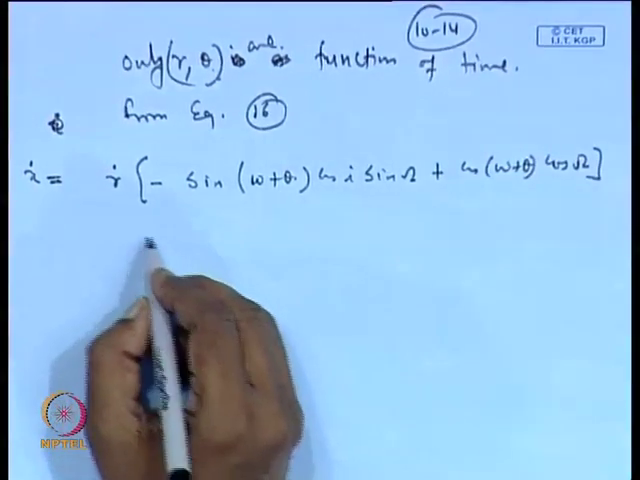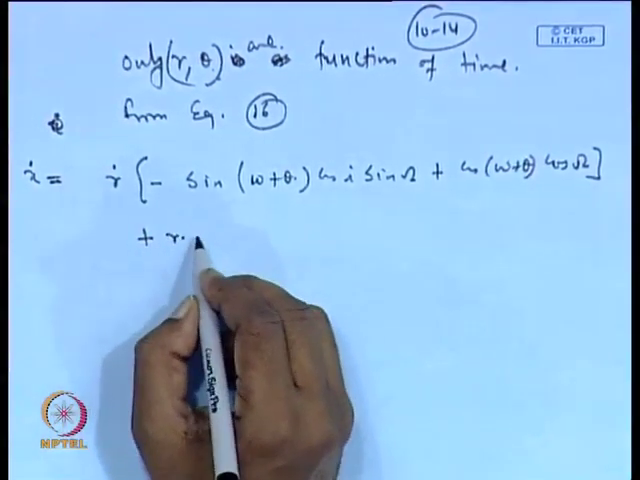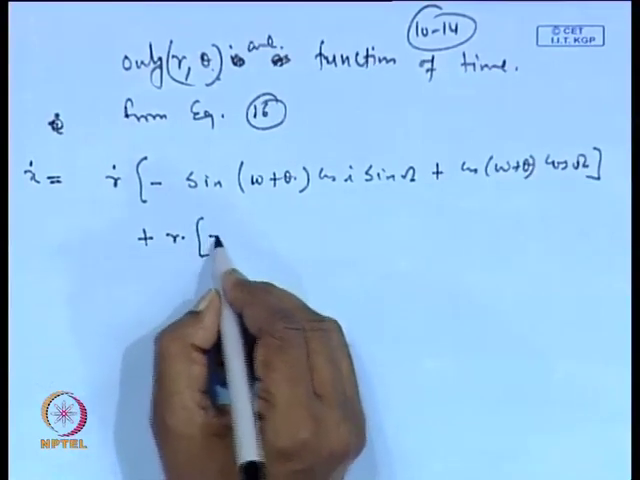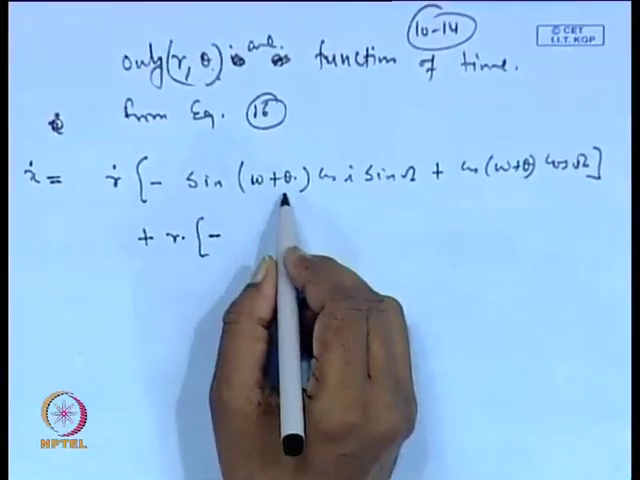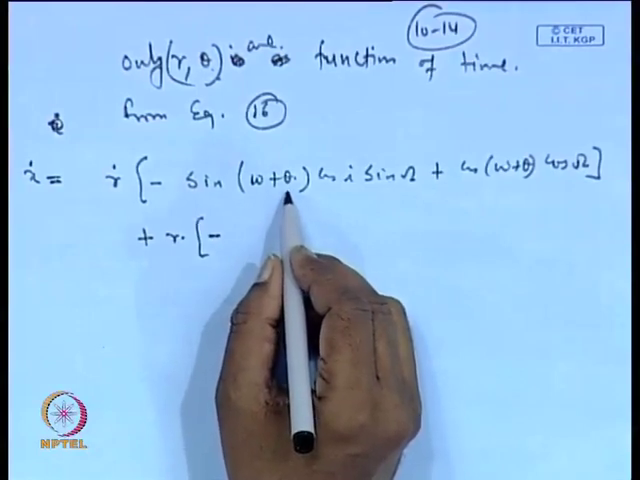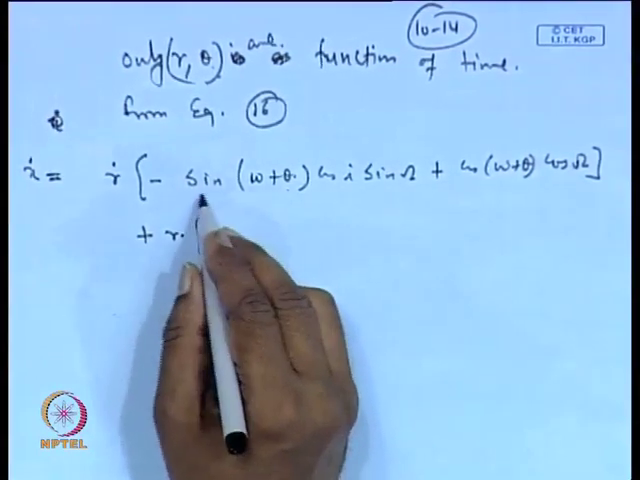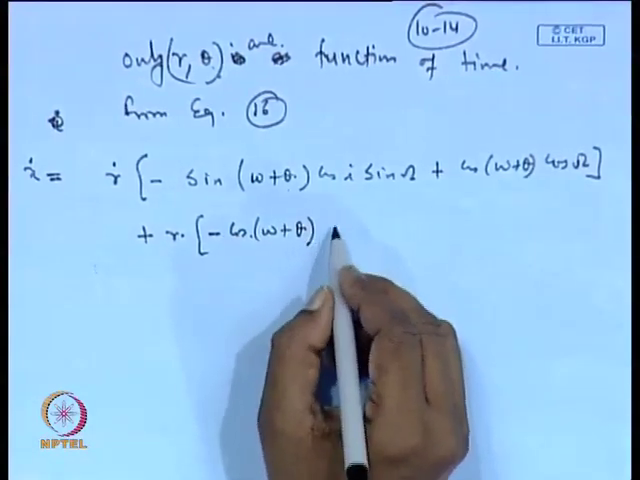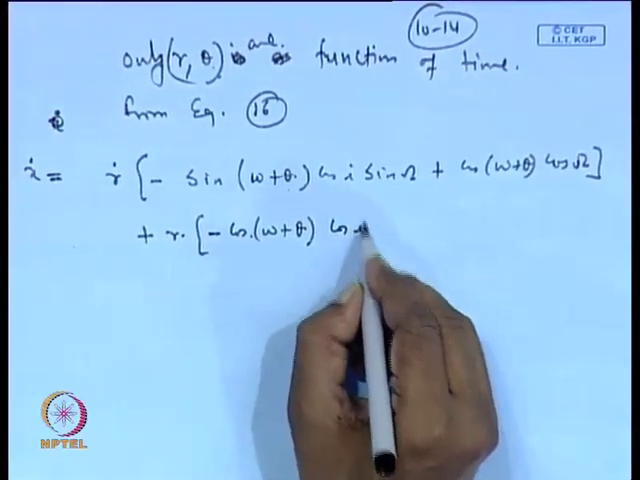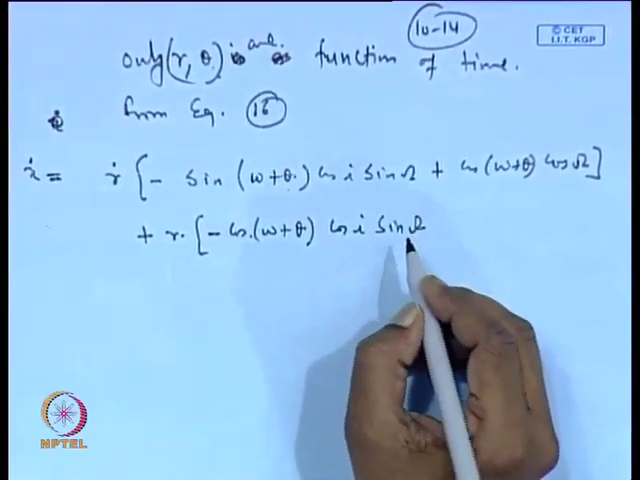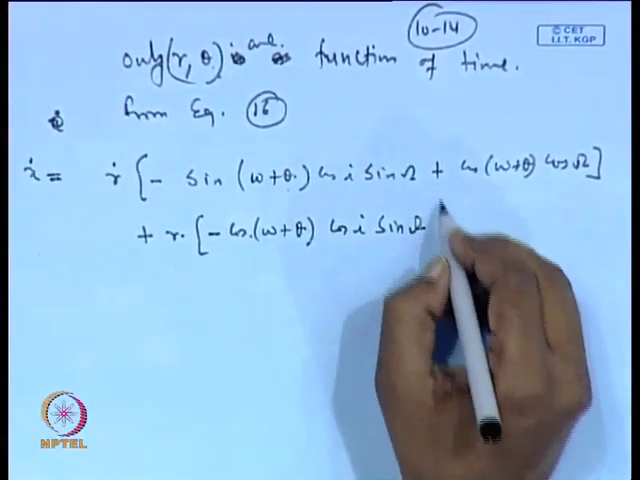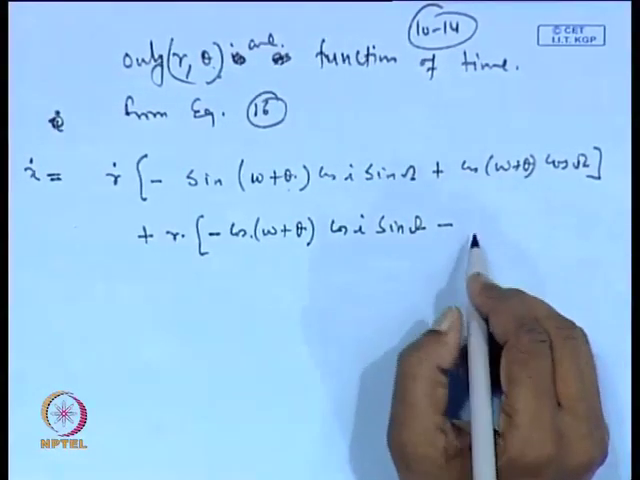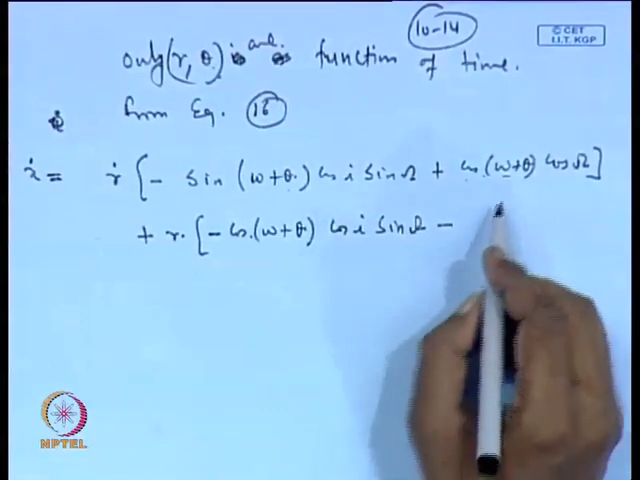okay, plus r times minus, okay, here theta is coming inside. So, we have to differentiate this. So, if we differentiate this, sin will become cos(omega plus theta) and theta dot will appear, okay, cos I, okay, sin capital omega, and here again, if we differentiate cos(omega plus theta).